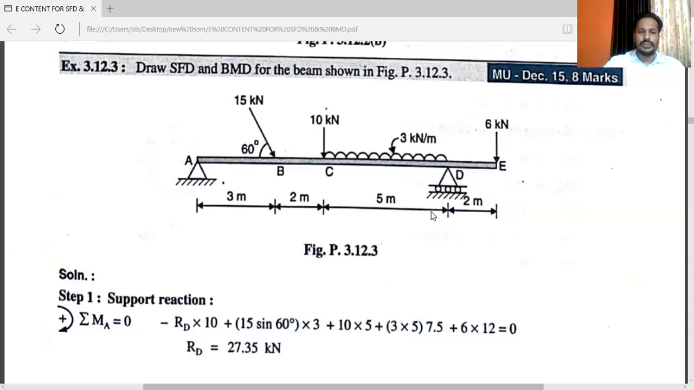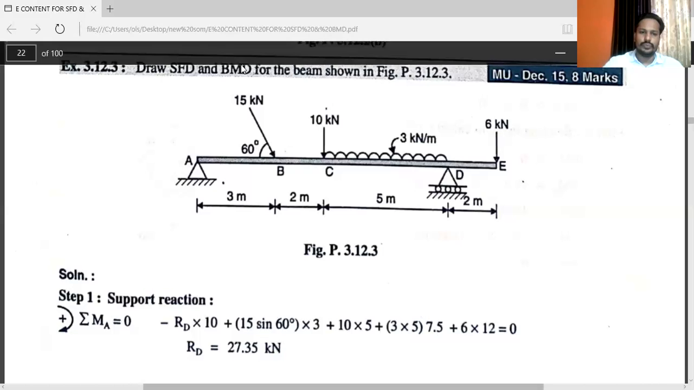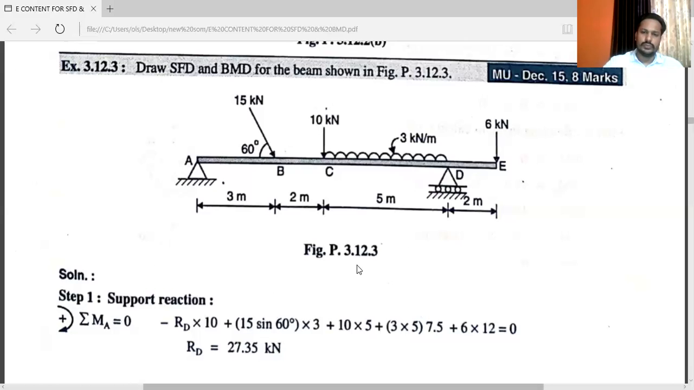Next, there is only one unknown, that is RD. RD will move in the anti-clockwise direction about A. So minus RD into the perpendicular distance from A, that is 10 meter. You can see 3 plus 2 plus 5, that is 10.